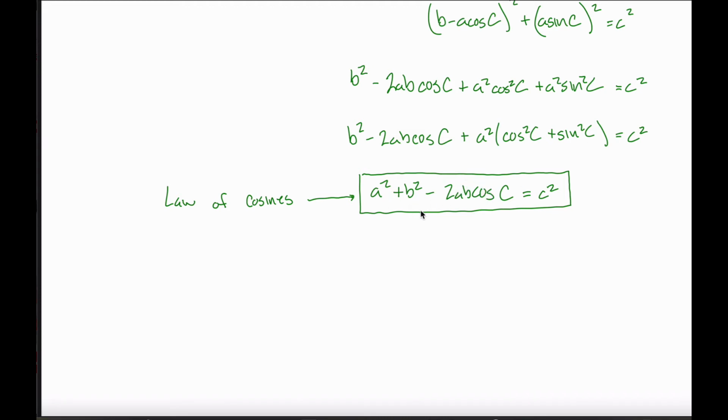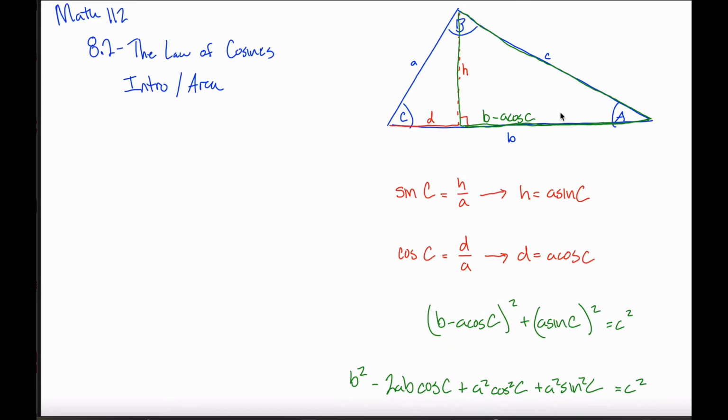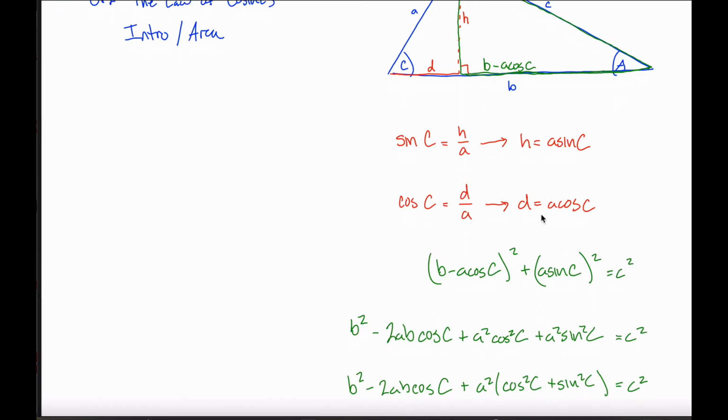In fact, in the special case that this is a right triangle, if capital C is a right angle here, then the cosine of 90 degrees is just equal to 0. So negative 2ab times 0, this is all 0, this would all go away, and I would just be left with a squared plus b squared equals c squared in the case that capital C is 90 degrees. Well, if capital C were 90 degrees, it's definitely not here, but if it were, then little c would be the hypotenuse.